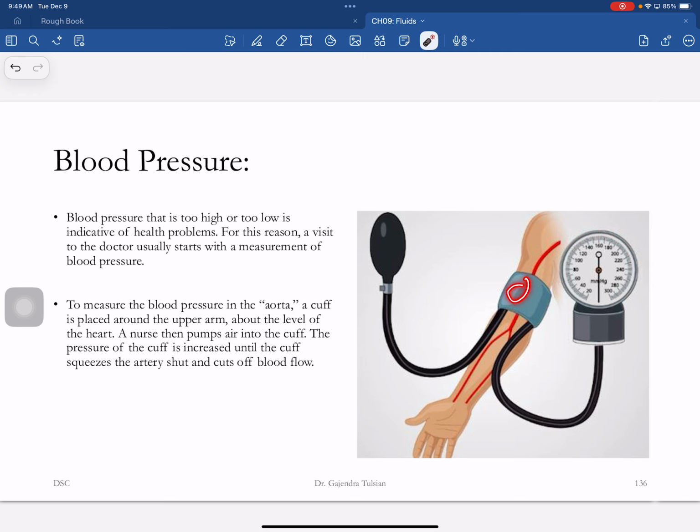So you could have probably another millimeter loss up to the heart. So when you measure the pressure here, that is the pressure at the heart, give or take a couple of millimeters of mercury.